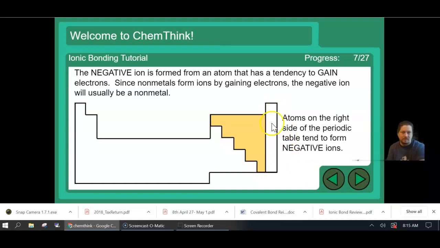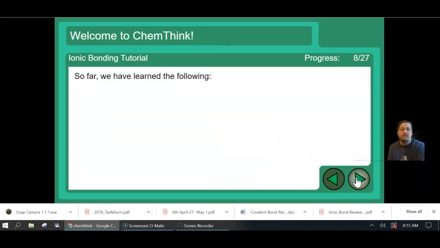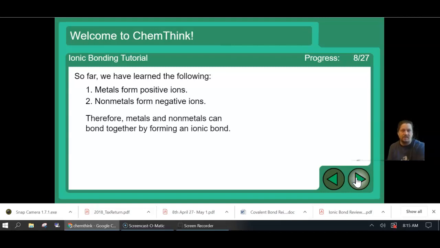Notice our group right here. The noble gases. They don't gain electrons. They don't lose electrons. They don't share electrons. They are stable. So far, we covered that metals form positive ions by losing electrons. Non-metals form negative ions by gaining electrons. Therefore, metals and non-metals can bond together by forming an ionic bond. Opposites attract. Negative, positive. Opposites, they stick together.